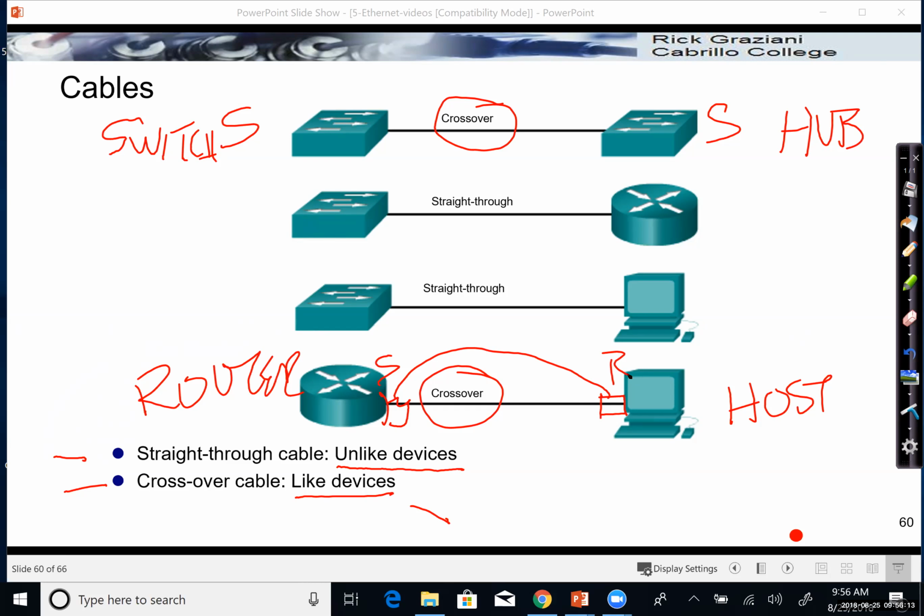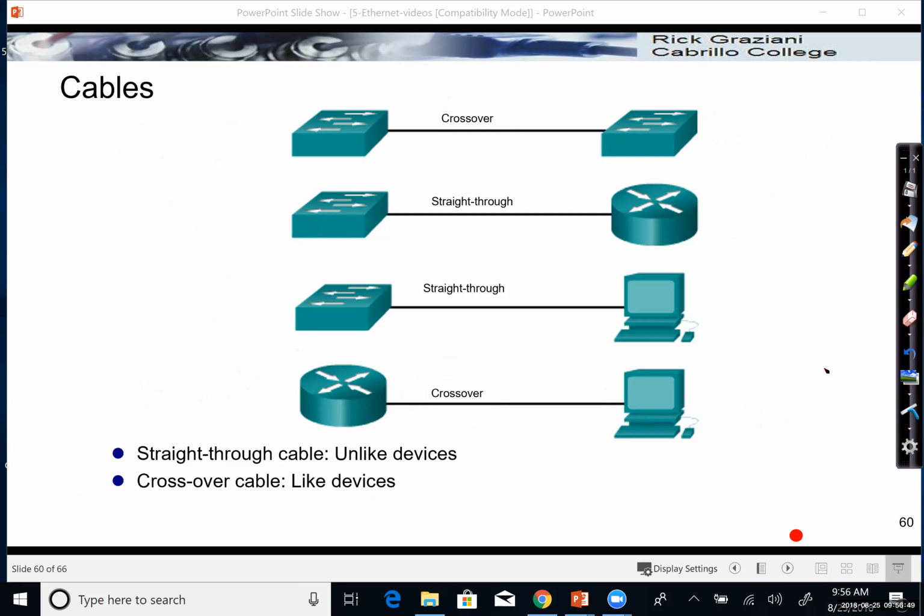So we took a look at crossover, like devices, straight through, unlike devices. Here we have a switch and here we have a router. These are unlike devices, or a switch and a host. Unlike devices. Again, the switch is an intermediary device. It's not the receiver, the end recipient of the Ethernet frame. So just think of like and unlike devices. Now, a good network engineer is going to make sure to use the proper cable in whatever situation you're using: switches, routers, end devices, etc.